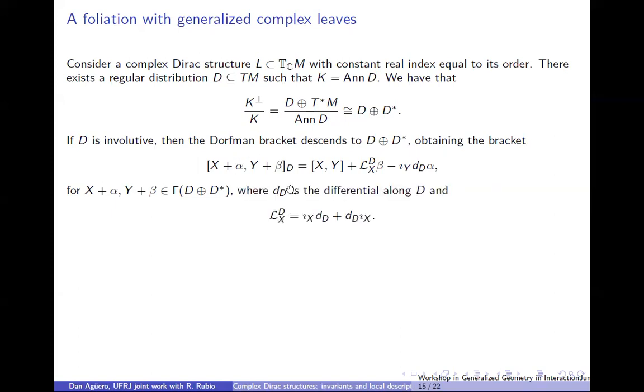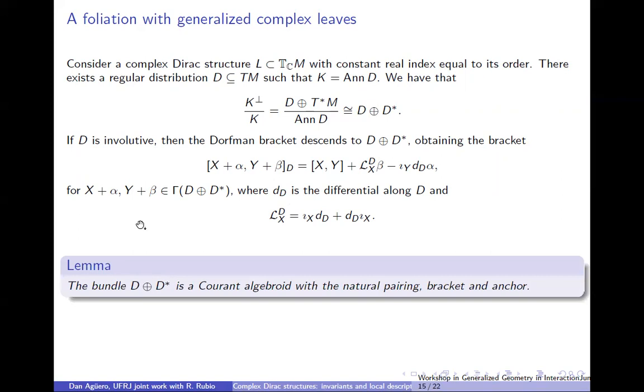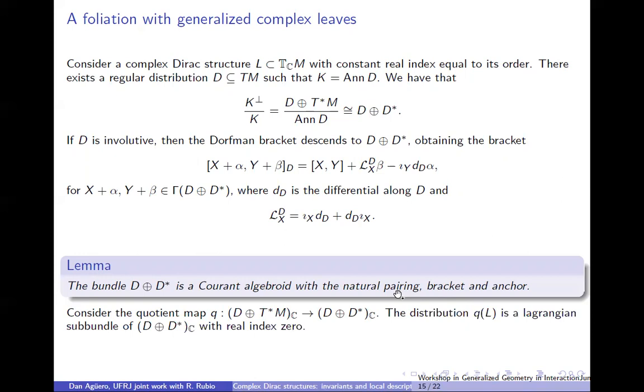And actually, we have the following. Well, this is when D is involutive. Then D plus D star is a Courant algebroid with the natural pairing, this bracket, and the projection as an anchor, just taking this quotient map, that is just the restriction. This D star, we restrict to D star here. The distribution QL is a Lagrangian subbundle of D plus D star, with real index zero.